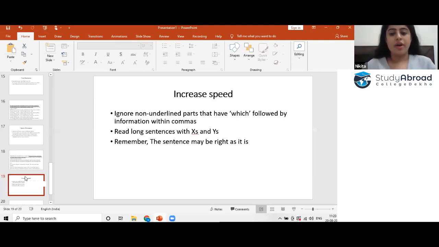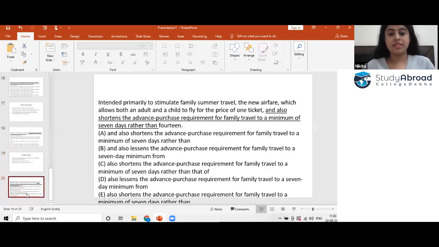Now remember, the sentence may be right as it is. What do we mean by this? Remember, in the starting I told you that the A option is the very same as the one that is actually given in the sentence, that is underlined.